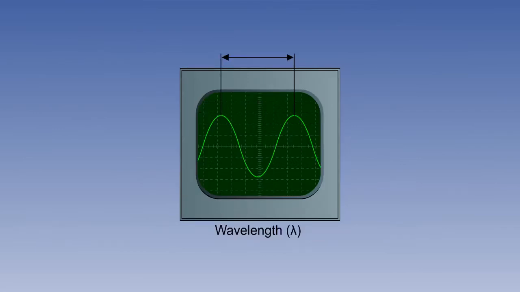The wavelength, or length, of a radio wave cycle is the distance between the start and the end of the cycle, generally shown as the distance between the peaks of two successive identical waves. It is denoted by the symbol lambda.